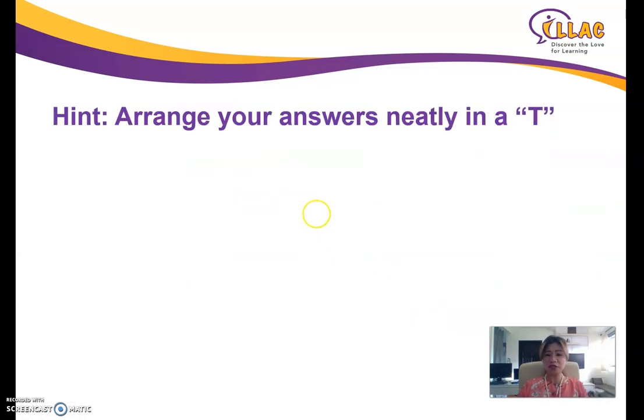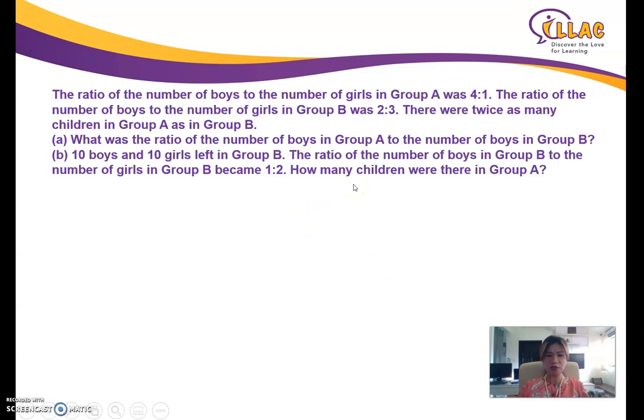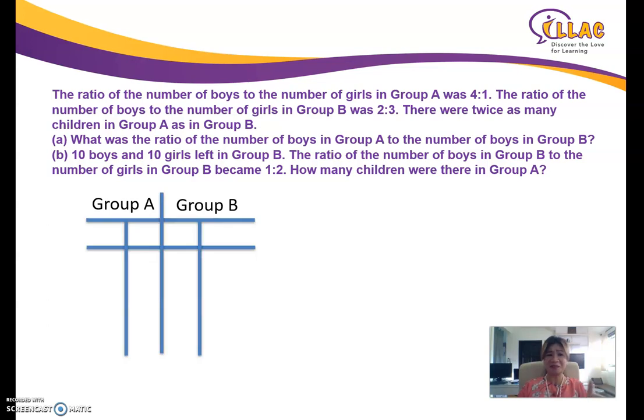Okay, so arrange your answers neatly in a T. How do we do that? Okay, so this is the question again. I just put it there for you to refer to. Group A, group B. How does my T look like? Okay, so there is boys and girls for both A and B. So my T will look actually a little bit more than a T. It becomes something like this.